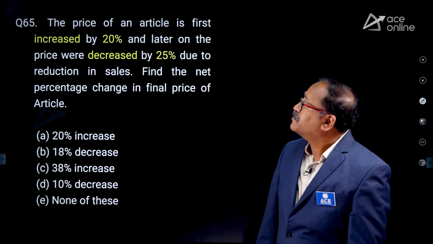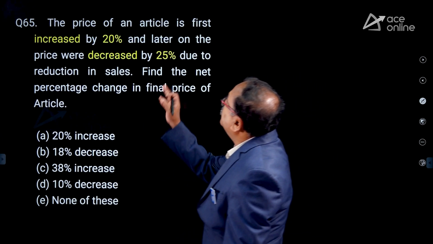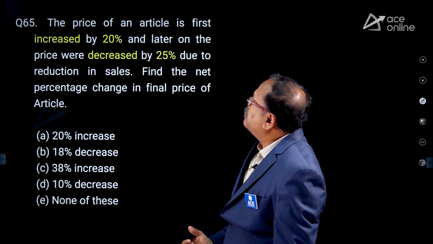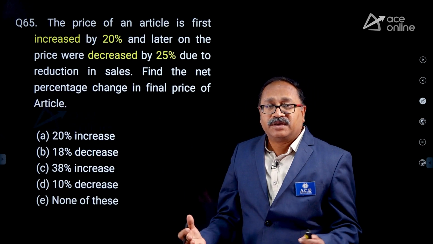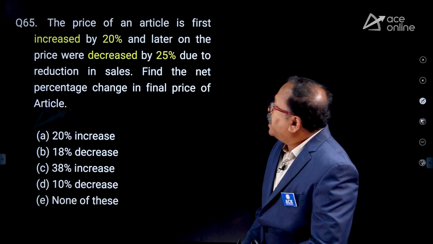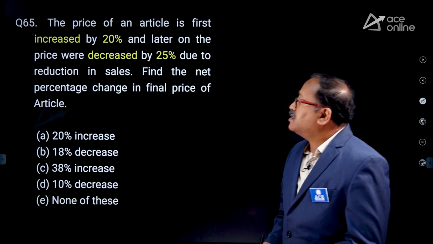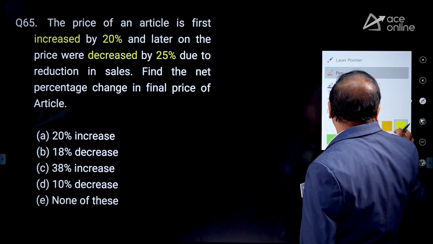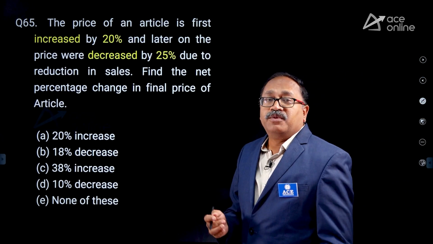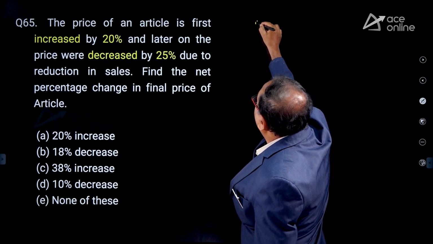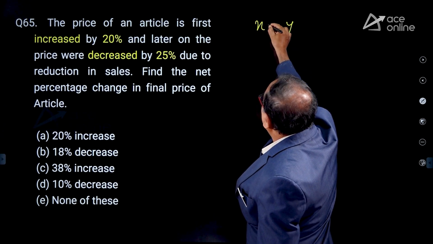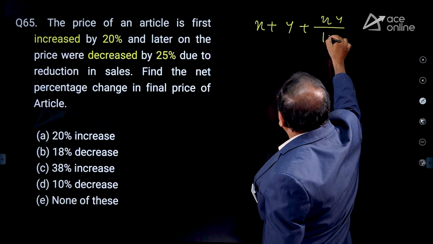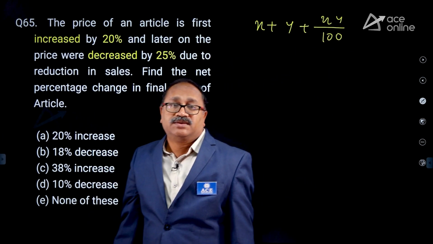Next question. Here, the price of an article is first increased by 20% and later the price is decreased by 25%. That means 2% effect. And find the percentage change in the price of the article. So there are many ways to answer the question which you must have learned, but we will go with the formula which I usually use, that if the first effect is X, second effect is Y, net effect will be X plus Y plus XY by 100. I will be using this formula to answer this question.